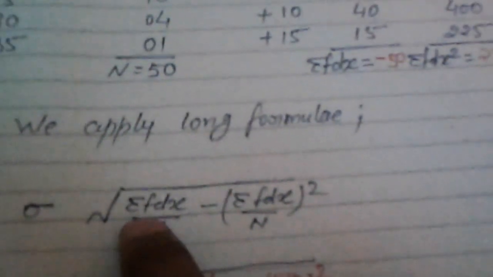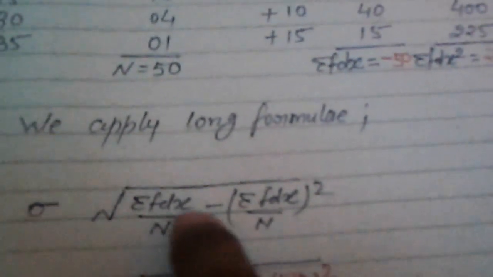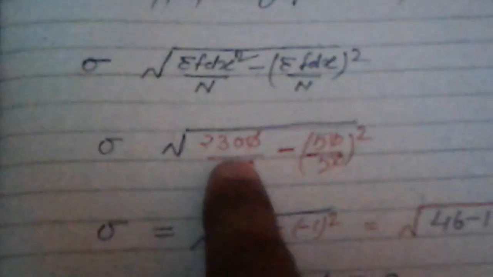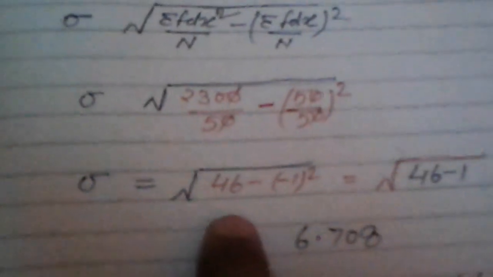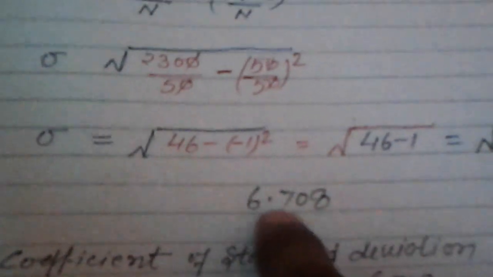We apply the long formula: square root of sigma fdx squared divided by n, minus sigma fdx divided by n, whole squared. Then we put in the values and solve it, and we get the square root of this value, which equals 6.708.